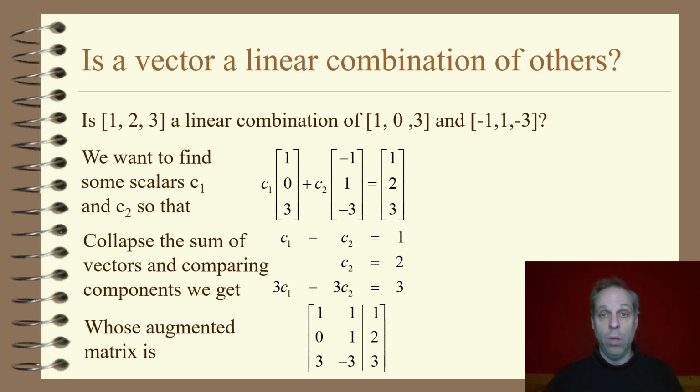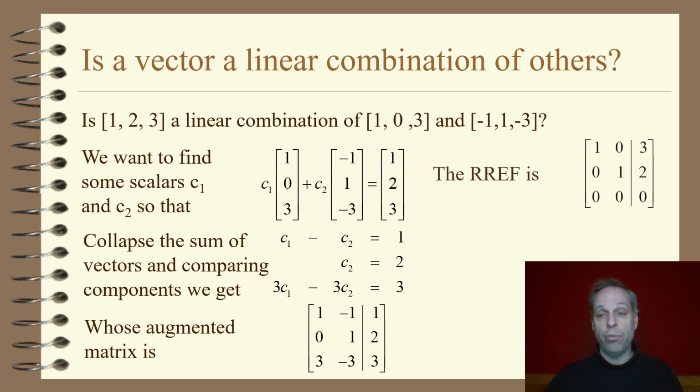You just go and take the augmented matrix form and just row reduce it. And then just by looking at that, you can see that there is no leading entry in the constant column. Therefore, the corresponding system must be consistent. So the answer is yes. (1, 2, 3) is a linear combination of these two other vectors.